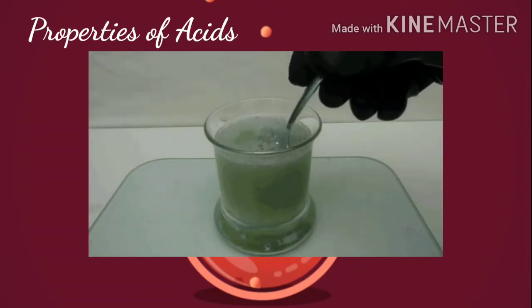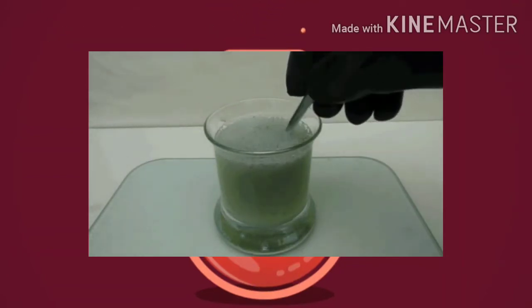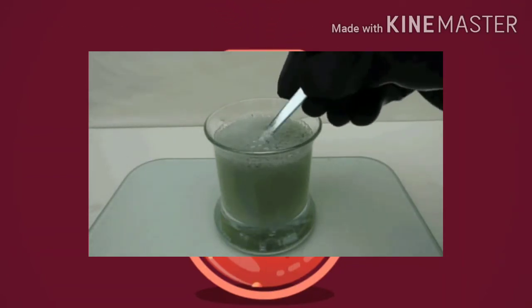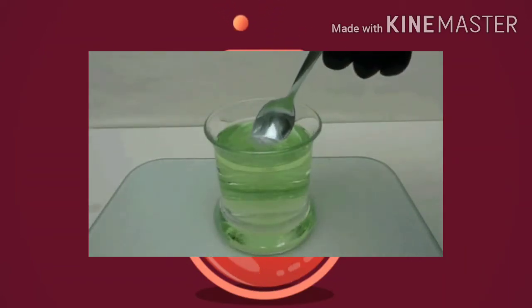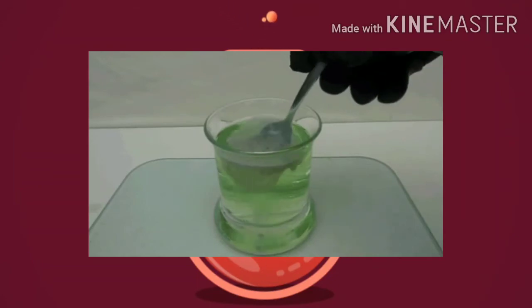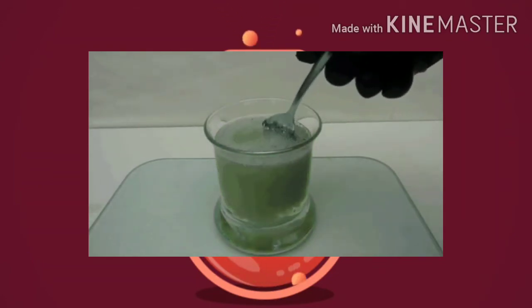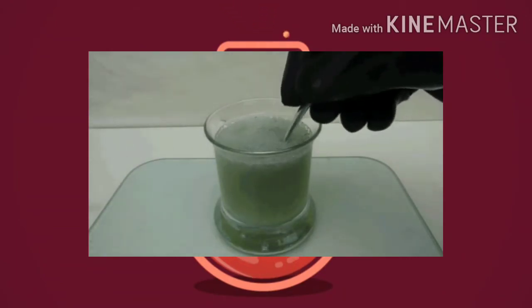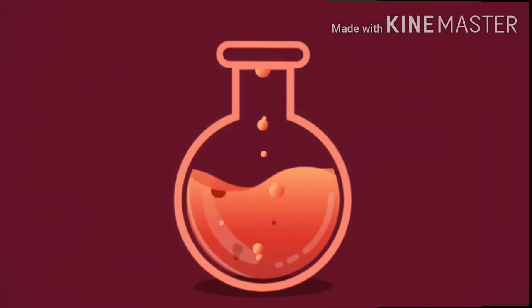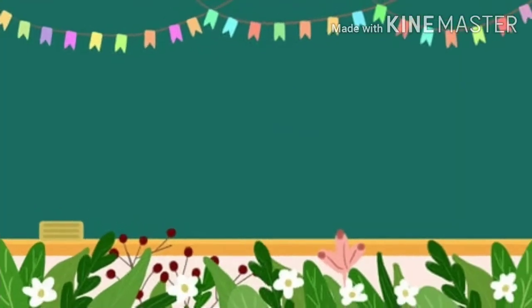Acids are stored in bottles of glass. Remember one very important thing children, never add water to an acid for dilution as it can spill out and burn your skin. Instead, add acid very slowly to water while you are constantly stirring the solution.